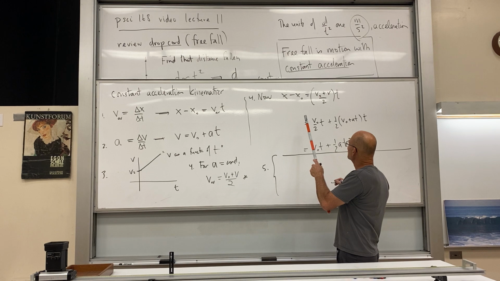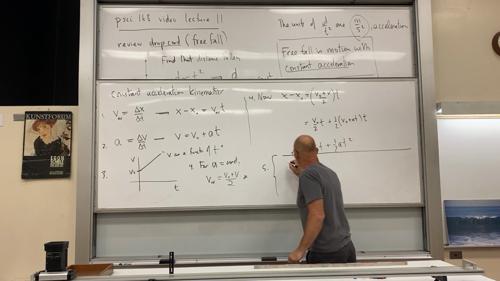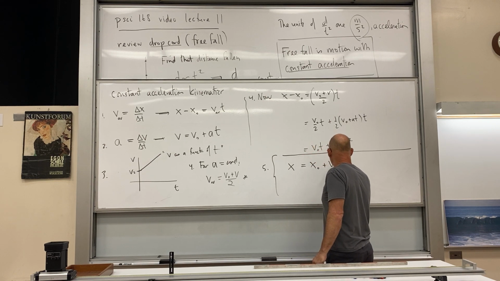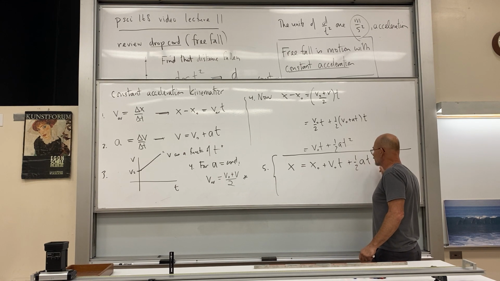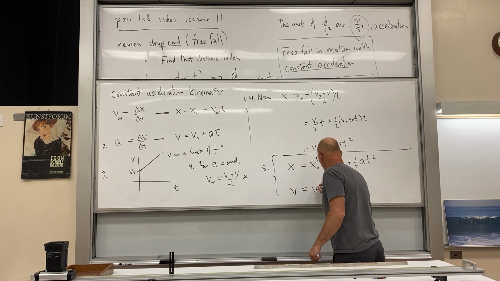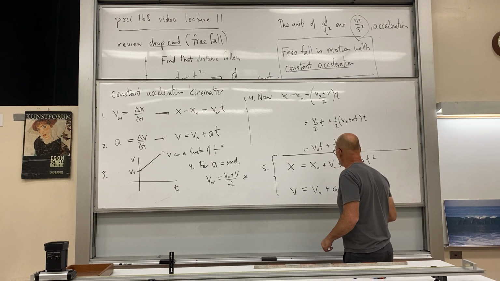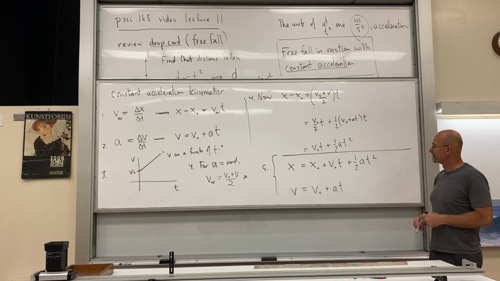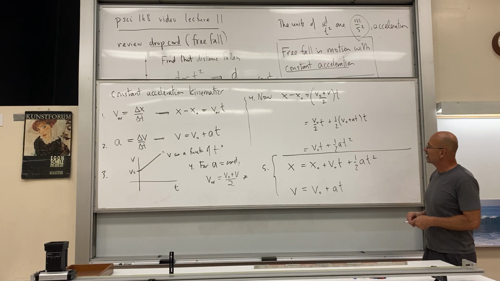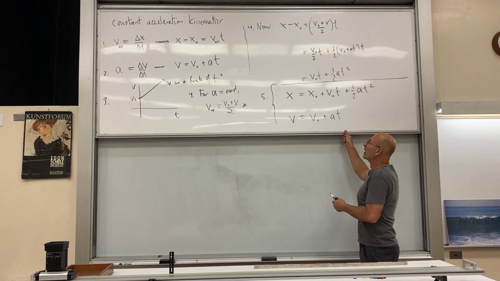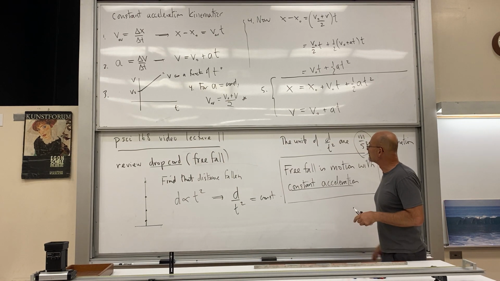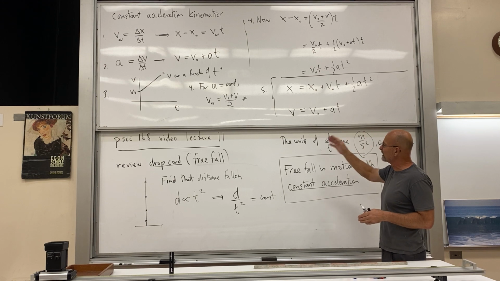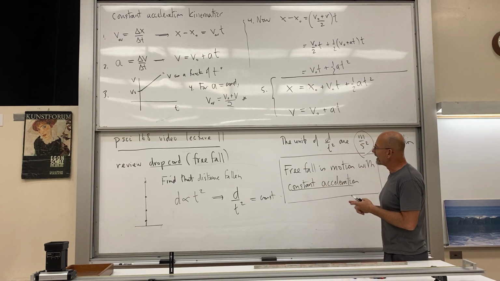Let's write the kinematic formulas this way. x equals x0 plus v0 t plus 1/2 a t squared, and v is equal to v0 plus a times t. So those contain everything we have to know about constant acceleration kinematics in one dimension.